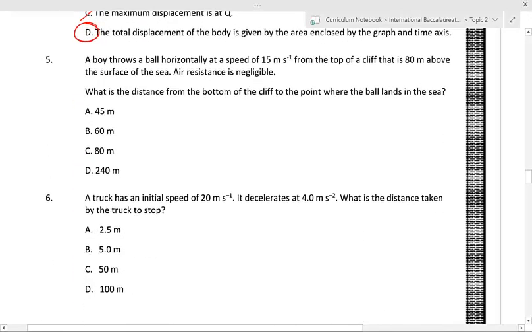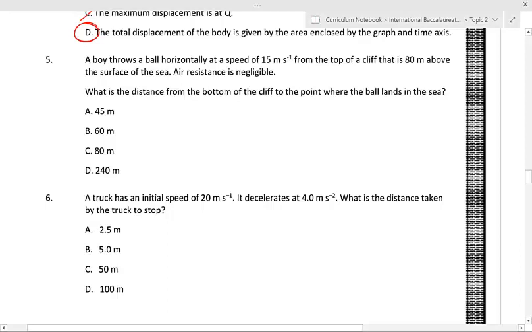A boy throws a ball horizontally at a speed of 15 meters per second from the top of a cliff that is 80 meters above the surface of the sea. Air resistance is negligible. What is the distance from the bottom of the cliff to the point where the ball lands in the sea? So it was thrown horizontally, and we want to figure out how far it's gone.